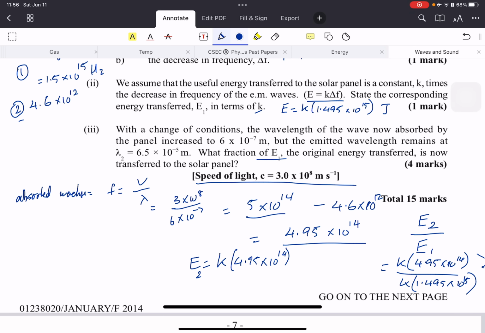So we could cancel the K's and the K's, but now we need to put those two over each other, right? So 4.95 by 10 to the 14, that's divided by 1.495. Okay, so your fraction would be exactly 1/3. Okay, so this is your fraction here.